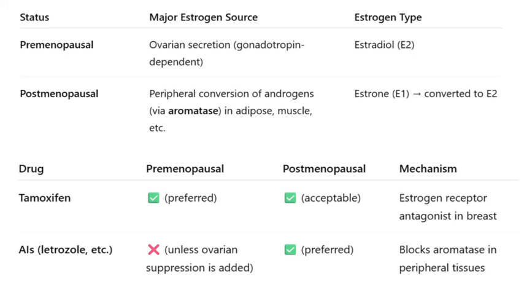That's a great question. The key difference lies in how estrogen is produced before and after menopause.